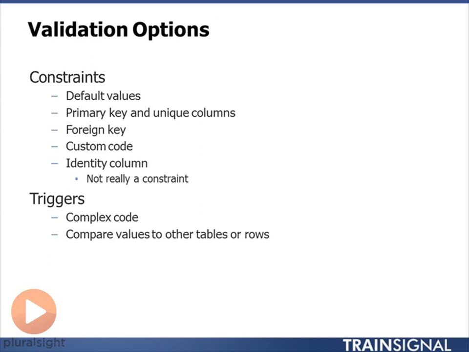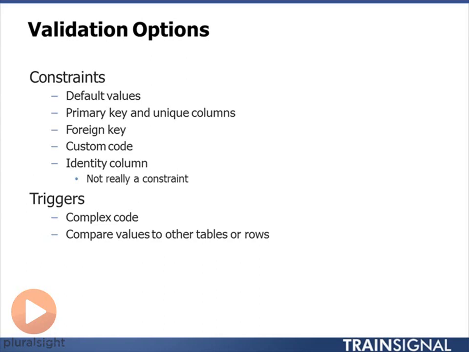We have several different options for doing validation. Some of the options fall under the umbrella of a constraint. And constraints come in a few different flavors. We can have a default constraint where we're going to provide a default value. We can have primary key and unique columns, so that way we can ensure there's a unique value inside of each row for that column.